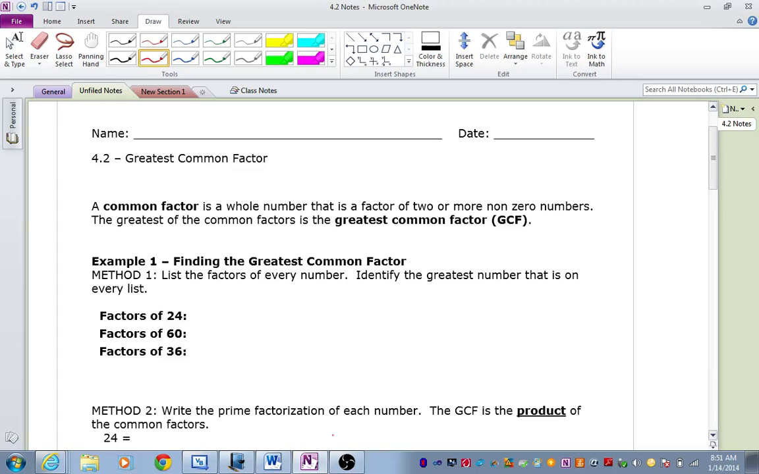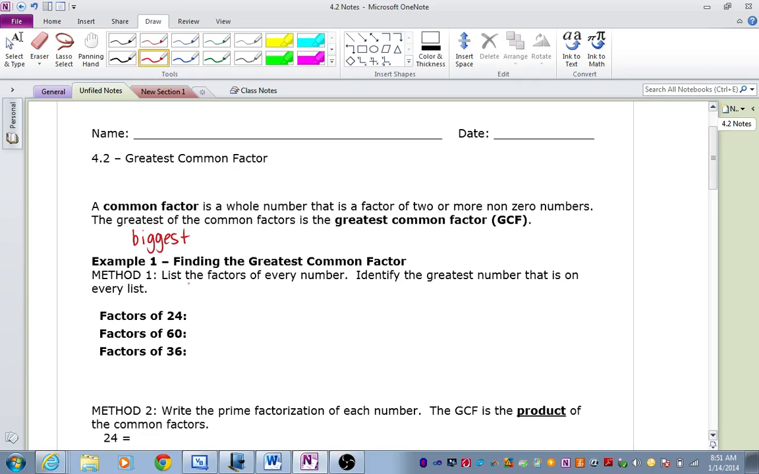This is the video for Lesson 4.2, Finding the Greatest Common Factor. Now, a common factor of a set of numbers is a whole number that's a factor of two or more non-zero numbers. The greatest, the biggest of the common factors, is the greatest common factor. So next to greatest, you might just want to put biggest so you know what greatest means.